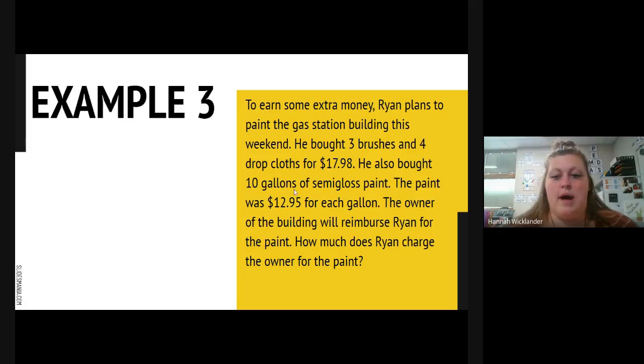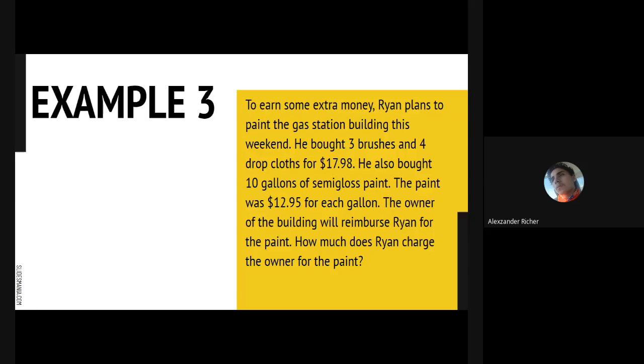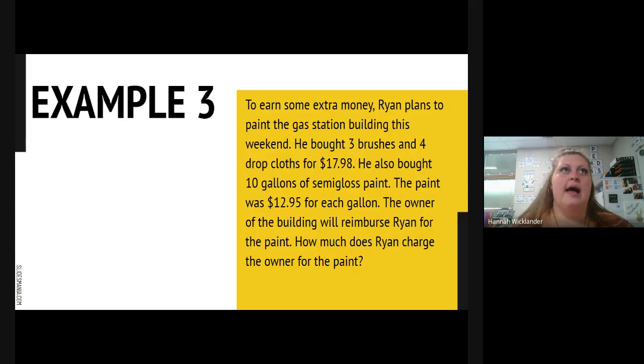Okay, so how much paint did he buy? You can either unmute yourself or type in the chat. How much paint did he buy? 10 gallons. Yes, thank you, Alexander. He bought 10 gallons, and then Leslie put in the answer how much it cost.